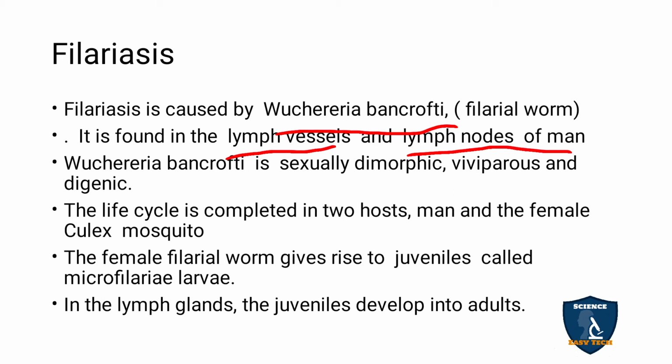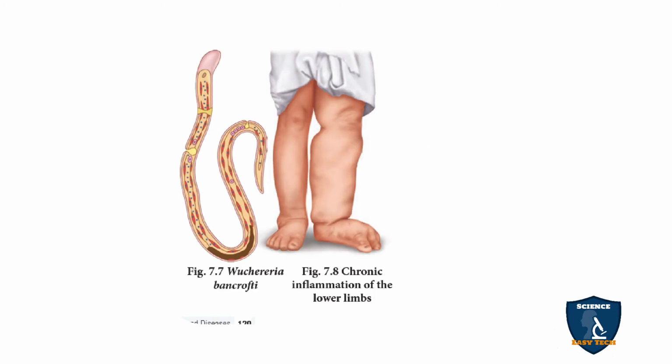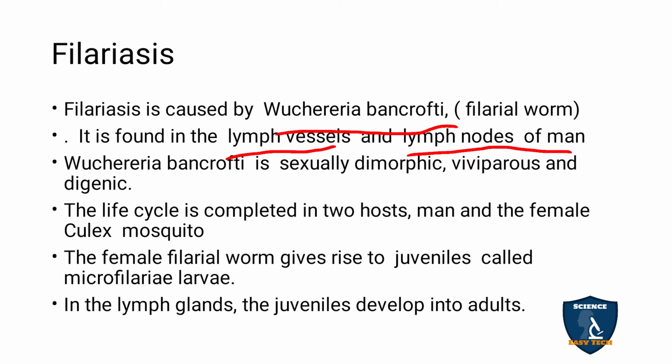Wuchereria bancrofti is sexually dimorphic, that is like Ascaris, the filarial worm is also sexually dimorphic. Okay. Dimorphic, viviparous and digenic. So it needs two hosts. Viviparous means giving birth to young ones.